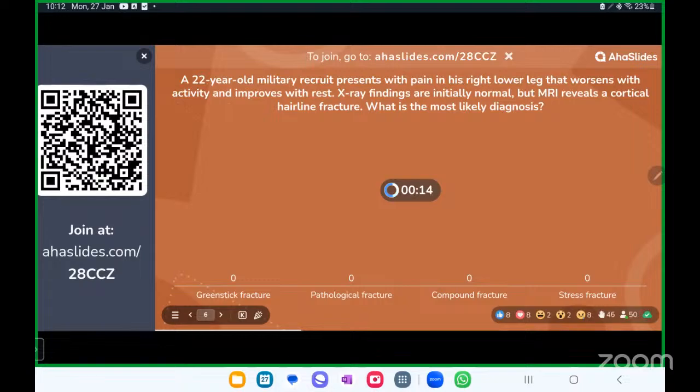This condition is typically seen in athletes or military recruits due to repetitive stress. And the investigation of choice is MRI. X-ray will be normal in this case. So, when you go with MRI, you will get some minor changes in that. Yes, it is stress fracture.